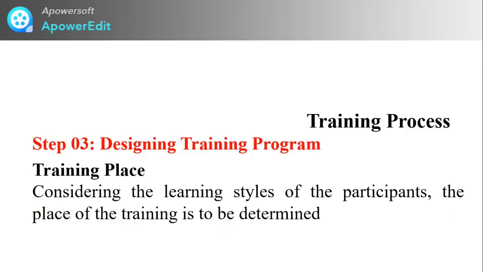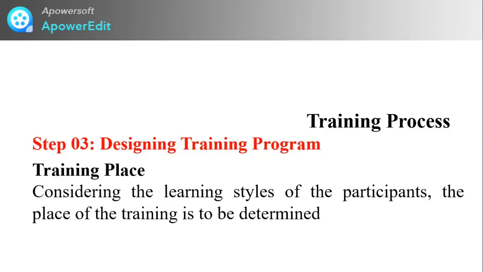Then training place. The training place is important. For example, we can do the training at the company premises, the company boardroom. The company boardroom is common. It is familiar for all workers. It is an inexpensive option. If we have a limited budget, then we can do the training program within the company.